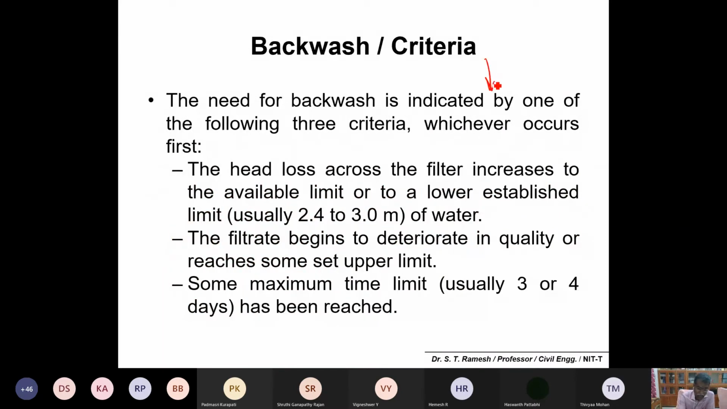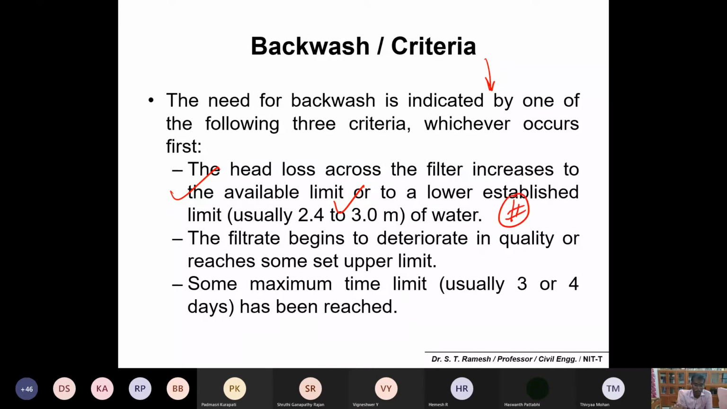Now, how to identify whether the filter requires a backwash or not. It is based on certain criteria. The first criterion is that the head loss across the filter increases to the available limit or to a lower established limit, usually 2.4 to 3 meters of water. Please make a note on the first point.